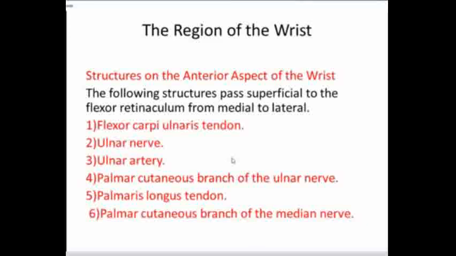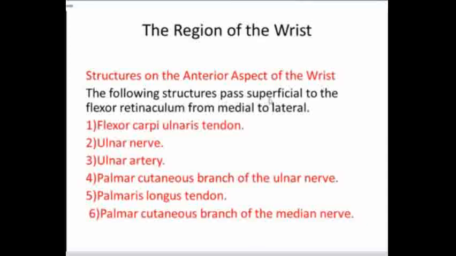So structures that pass in the region of the wrist roughly can be divided into structures that pass on the anterior aspect of the wrist, and structures that pass on the posterior aspect of the wrist. This is the first. Second thing, the structures that pass in front of the wrist, or on the anterior aspect of the wrist, are divided into two groups like that.